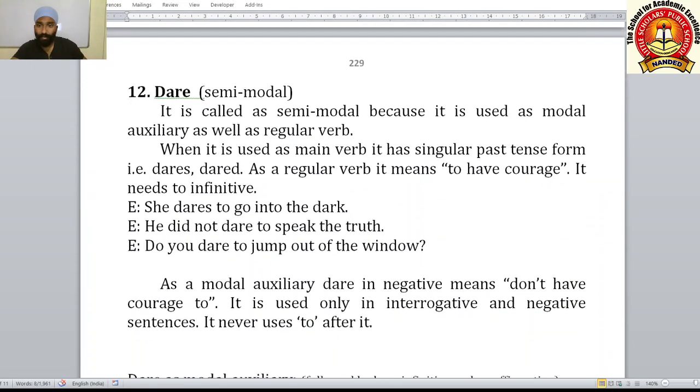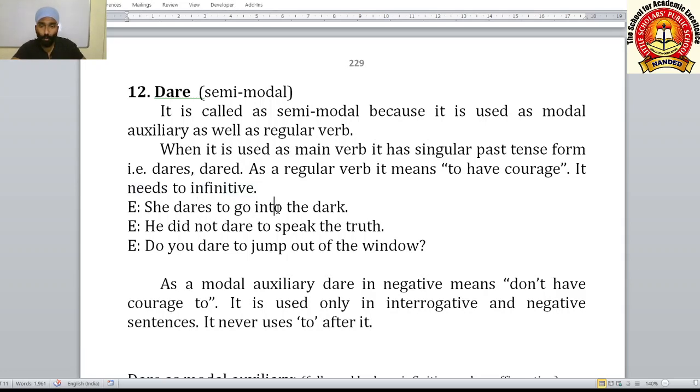The 12th one, modal dare. Dare is a semi-modal, which means it is used as a modal auxiliary and also as a main verb. It is called a semi-modal because it is used as a modal auxiliary as well as a regular verb. When it is used as a main verb, it has singular and past tense forms, that is dares, dared. As a regular verb, it means to have courage. It needs to-infinitive. This is a very important thing.